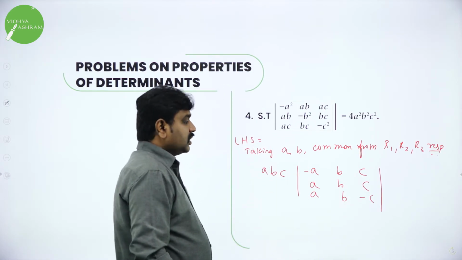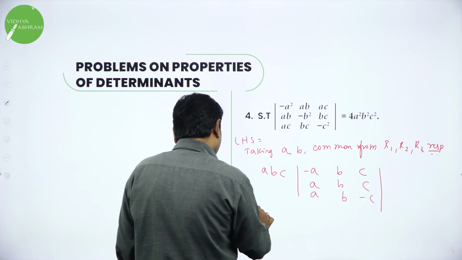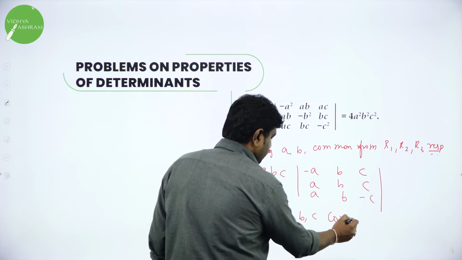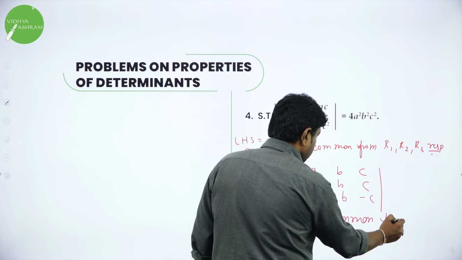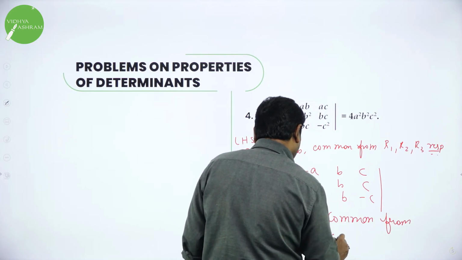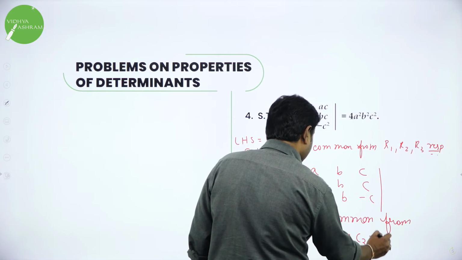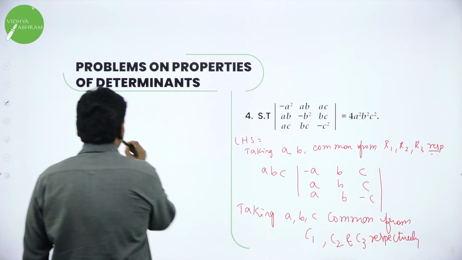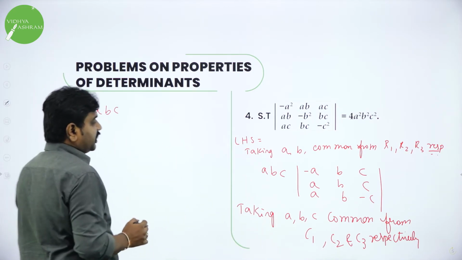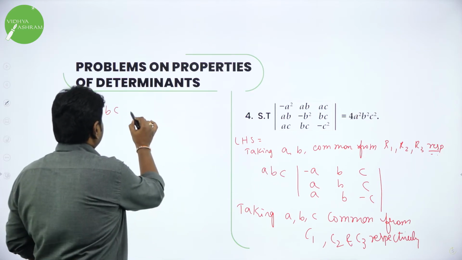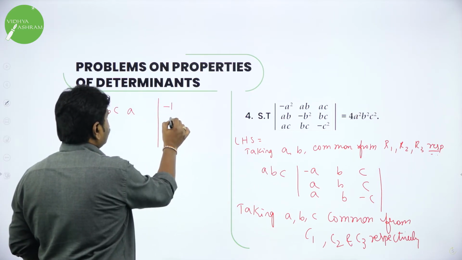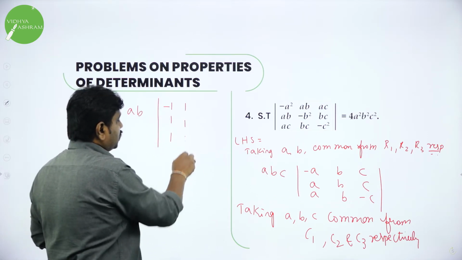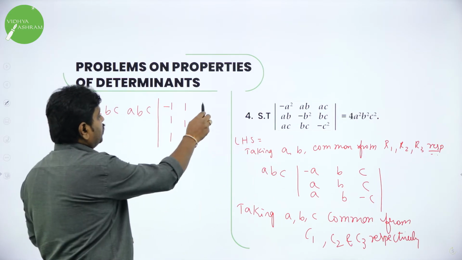Now I have a, b, c into this. Now observe carefully. Now taking a, b, c common again, from column 1, column 2 and column 3 respectively. So if I do that, from the first column, I already have a, b, c out, and I am taking another a from this. First column if I take a, it will become minus 1 1 1. From the second column if I take b common, it will become 1 minus 1 1. Third column if I take c, it will become 1 1 minus 1.